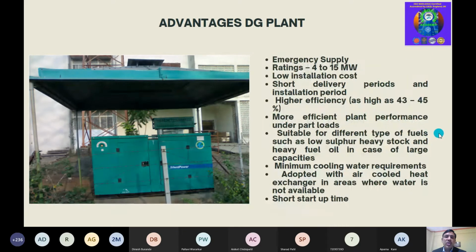Then, the advantage of the DG is that it is available in an emergency. Whenever any grid fails, we are hampered in starting our EHV system because we are not getting a reliable source from any station. In that case, DG plays a vital role because it keeps your auxiliaries running, so that the pressure of the compressors and whatever pneumatic breakers you have is kept in proper condition.